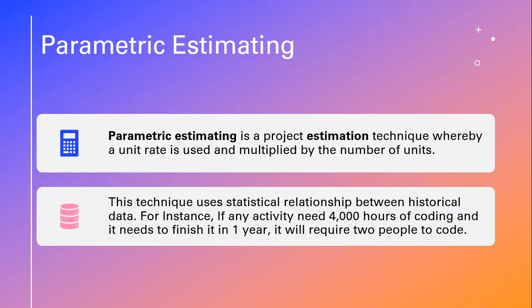Another tool and technique of estimate activity resources is parametric estimating. Parametric estimating is a project estimation technique whereby a unit rate is used and multiplied by number of units. This technique uses statistical relationship between historical data. For instance, if an activity needs 4,000 hours of coding and it needs to finish it in 1 year, it will require 2 people to code.